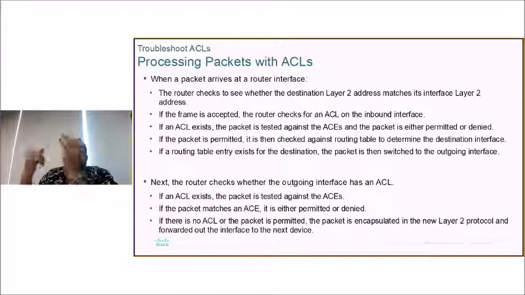When a packet arrives at a router interface, the router checks to see whether the destination layer 2 address matches the layer 2 address of that router. If the frame is accepted, the router checks for an ACL on the inbound interface. If that exists, the packet is tested against the access control entries, and of course whether it's permitted or denied. If the packet is permitted, it is then checked against the routing table, of course. It's been permitted, it then needs to be routed towards its destination. If the routing table entry exists for the destination, the packet will then be switched. And then, of course, it goes to the outbound interface.